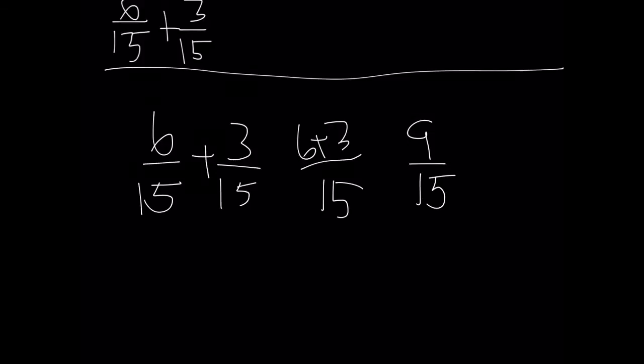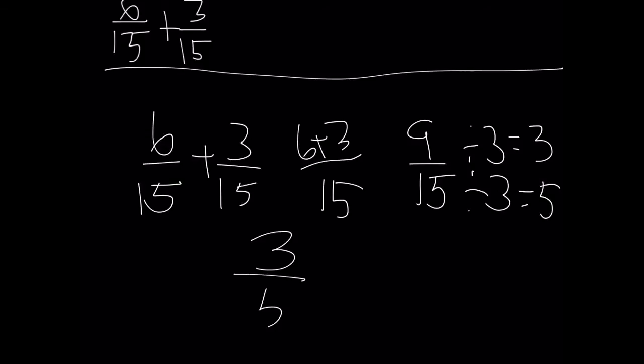It's 9 over 15, but it can be put into simplest form. So by 3 divided by 3, which equals 3, and 15 divided by 3 equals 5. So your final answer is 3 over 5.